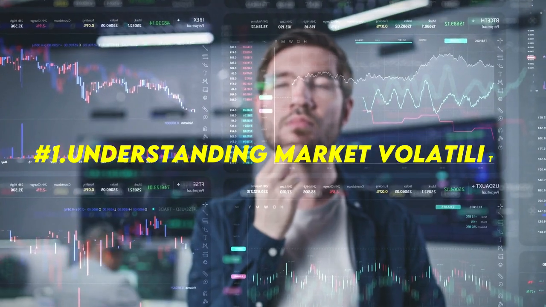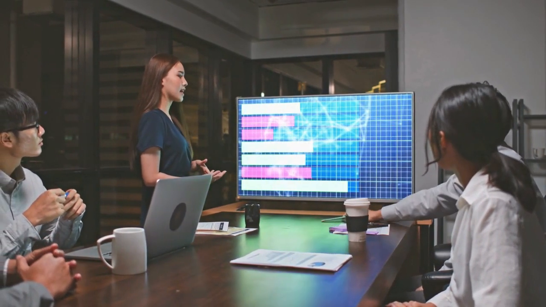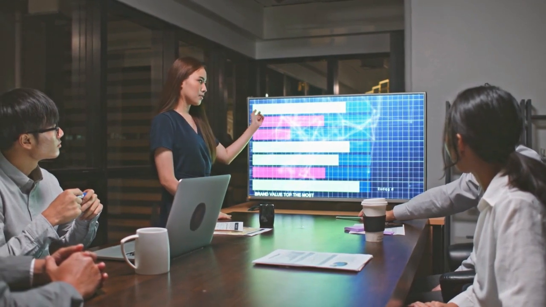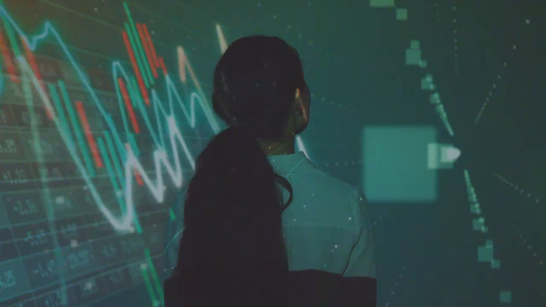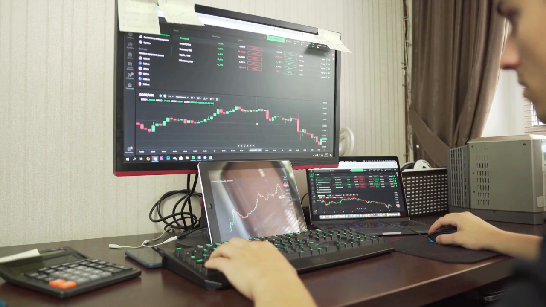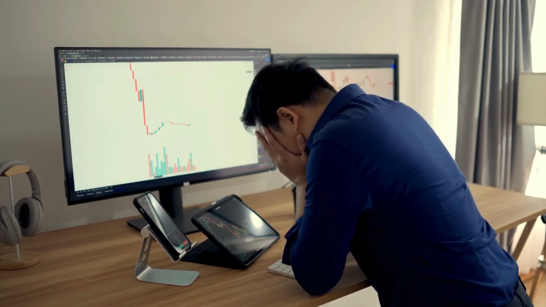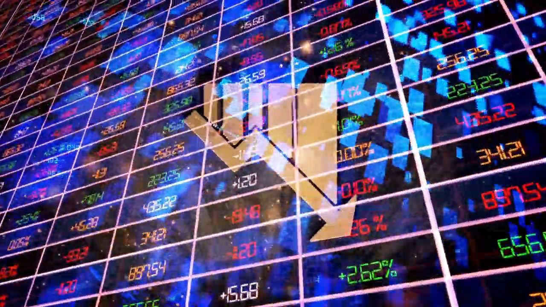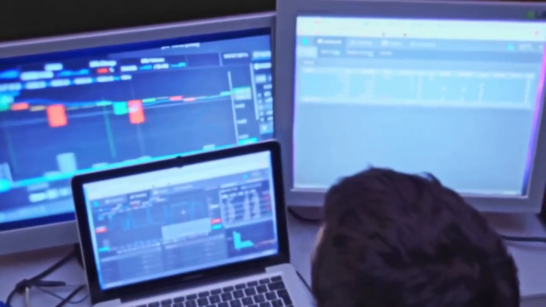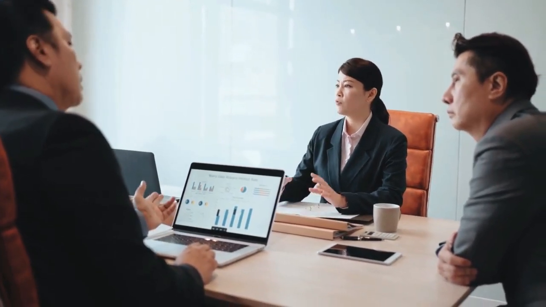Understanding market volatility. Market volatility refers to the frequent and often unpredictable changes in the value of assets in financial markets. In 2008, the global economy faced a severe downturn, causing massive market fluctuations, which led to many investors losing significant amounts. Fast forward to 2020, and the pandemic caused another wave of volatility, affecting stocks, commodities, and currencies worldwide. The impact of these fluctuations is felt by both seasoned investors and newcomers alike.